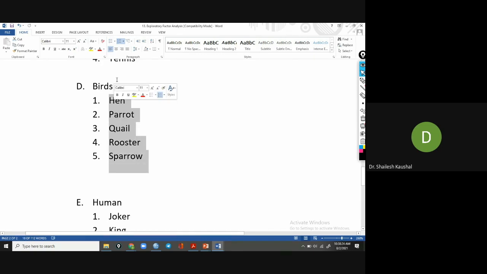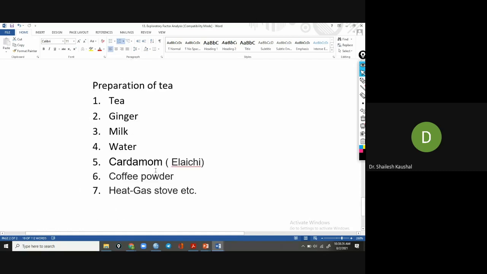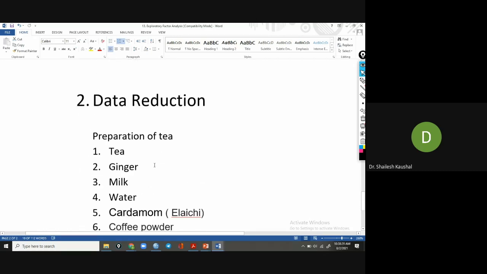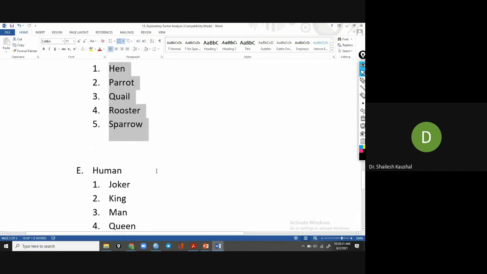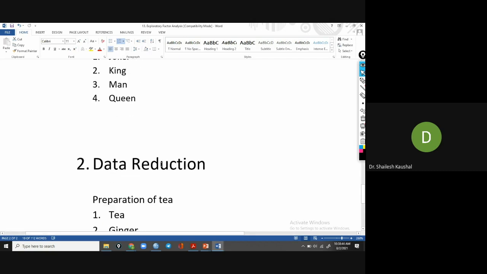So all related to birds. In an exploratory factor analysis, one is the summarization. We club the same nature of questions into one and we give the name. It's a researcher's choice to give the name, based on the sense of the questions. So it's a researcher's choice.